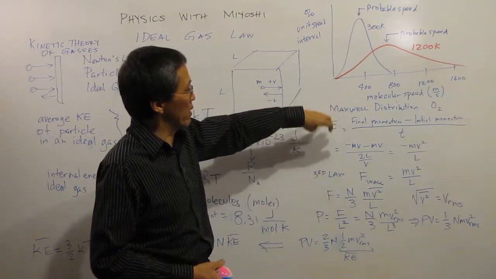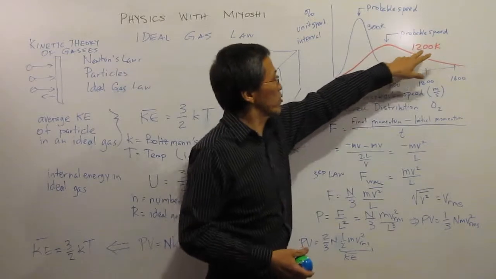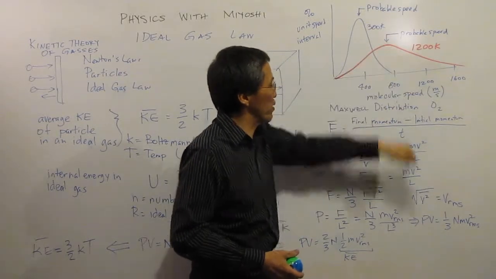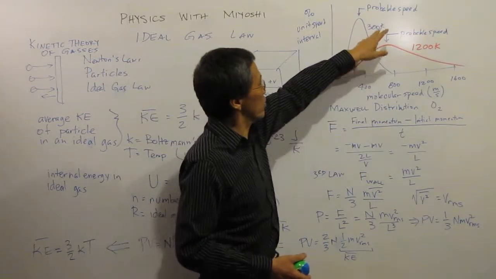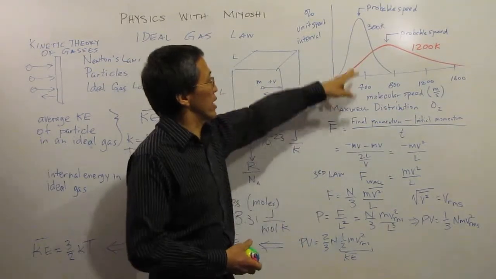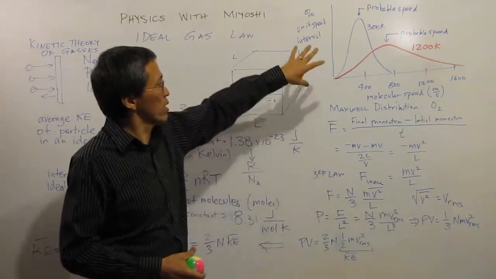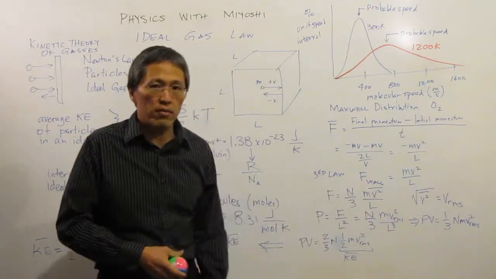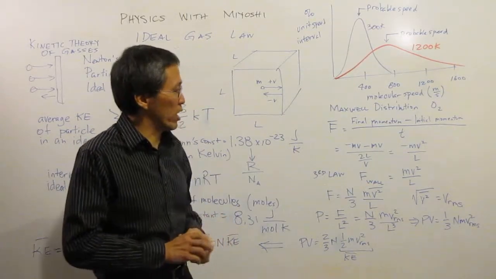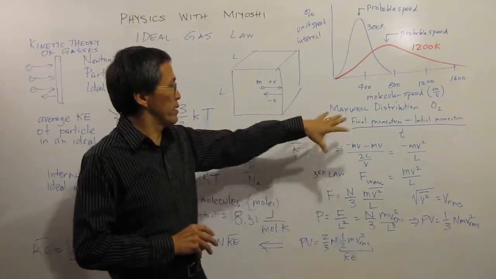Maxwell found that in oxygen at 1200 Kelvin, there's a probable speed of around 800 meters per second. If I have oxygen at 300 Kelvin, then it's got a probable speed of around 400 meters per second. Later we'll talk about that probable speed, which is called our RMS speed, or v_rms, root mean square speed. We'll talk about that in a minute.